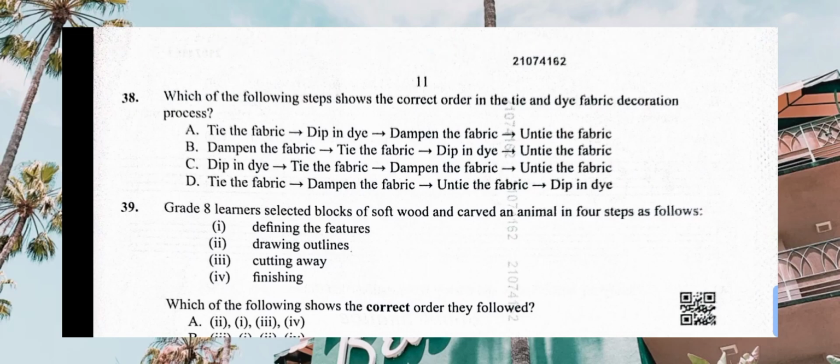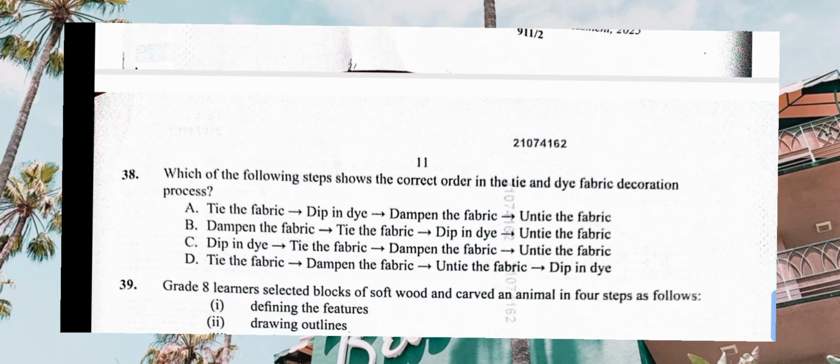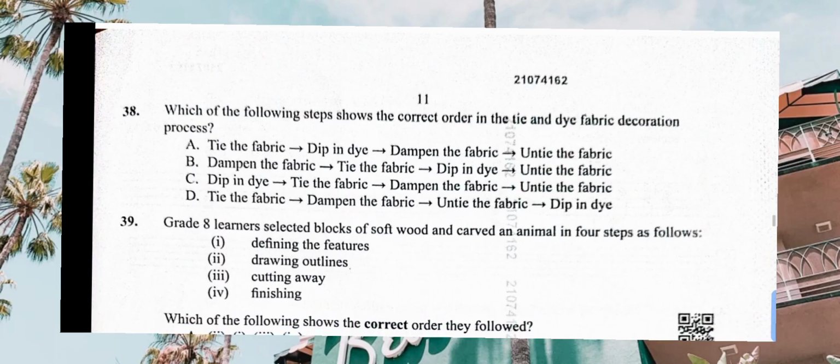Then number 38. Which of the following steps shows the correct order in which tie and dye fabric decoration is processed? Tie and dye fabric processes. You always dampen the fabric, then tie the fabric, dip in the dye, and untie then to dry after it has dried, like that. So let's look at the answers. Tie, then dip in the dye, no, that one is wrong. Dampen the fabric, tie the fabric and dip in dye, then untie. Yeah, the correct answer for number 38 is B.